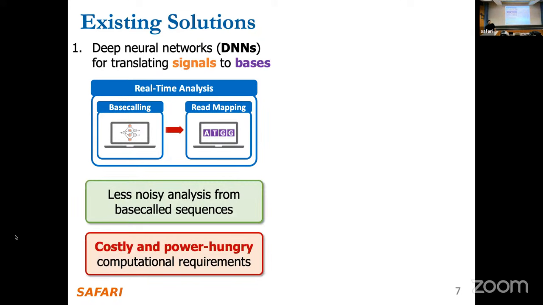This approach essentially provides more accurate analysis because it has the potential to reduce the noisy analysis from raw signals as we move from raw signals to the bases. But essentially, this requires some costly and power-hungry computational resources, let's say, to utilize these DNN-based works.